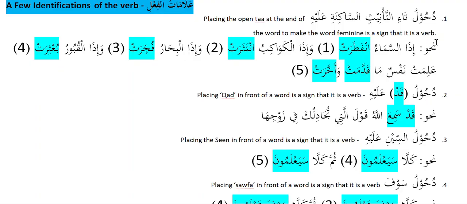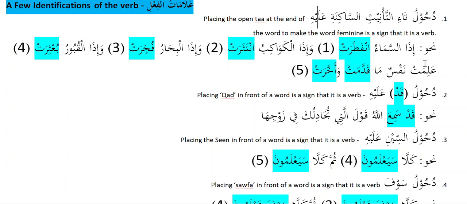Number one would be دخول تاء التأنيث الساكنة عليها. I wrote the rules in Arabic because I figure that people who know a little more will learn a little more. But I also translate. دخول تاء التأنيث الساكنة عليها: when you place the open ta at the end, it's called the feminine ta.